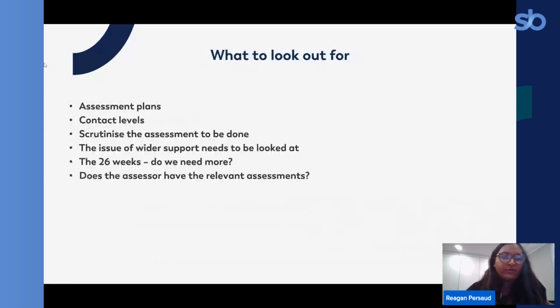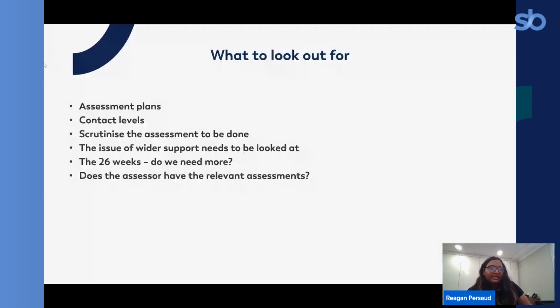So what do we look out for then? Now that we've gone through the type of assessments and what is typically done in care proceedings, remember what I said about assessment plans. Always get them. See what the issues are. See how they're going to plug it. See how the teaching is going to be delivered. See who's going to deliver it and how trained are they.